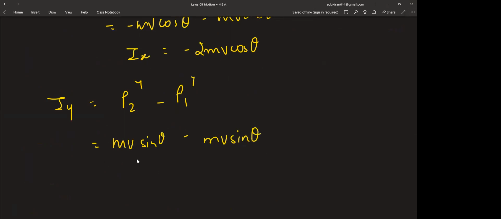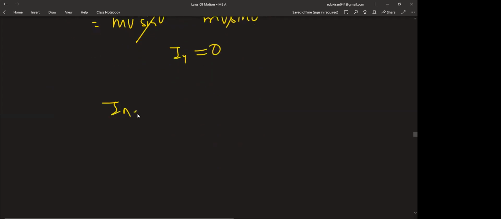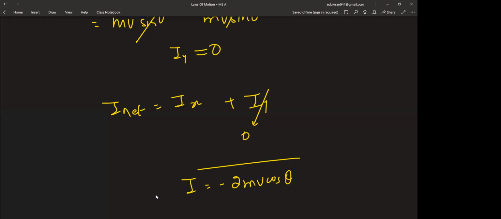Understood? Since both the components along the y-axis, that is the sine theta component, are acting in the downwards direction, we can take their values as same. So mv sine theta cancelled. So Iy is equal to 0. Whenever you have two quantities, the net quantity is calculated from Ix and Iy. Iy is straight away 0. So I net is equal to minus 2mv cos theta. So this is the final answer, for all those who were answering.